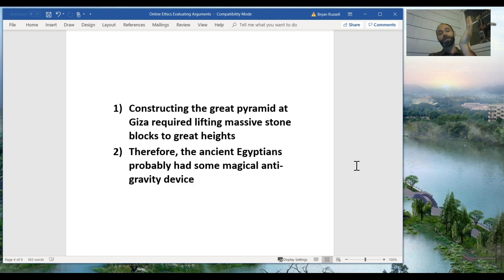What you won't find is that they had some magical anti-gravity device. You'll find ingenious mechanical methods for manipulating stones and lifting them, and a ton of slave labor. You won't find magical anti-gravity devices. So while the premise is true, it does not give us good enough reason to believe the argument, so it fails the proper form test.